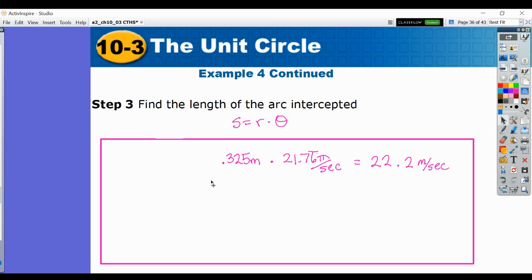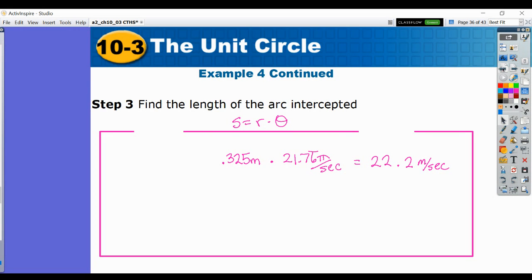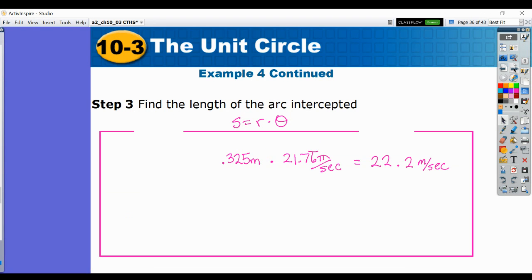So that's how far this car is traveling. They rounded it to the nearest whole meters per second, but that's okay. Oh, it said to the nearest meter, so it'd be 22. Remember, this is a car with the tire spinning, so it's going around really, really fast. 22 meters per second is pretty far.